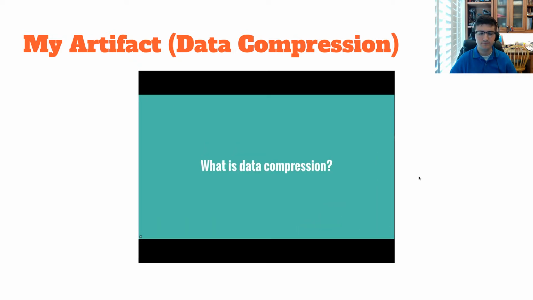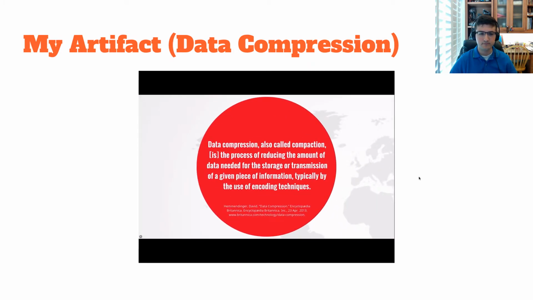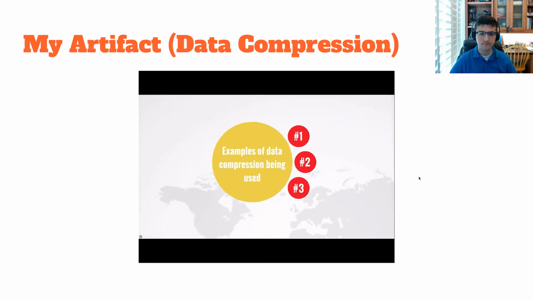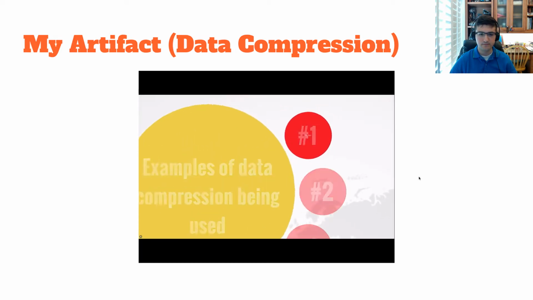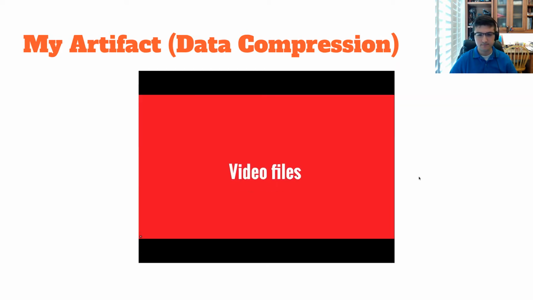First, what is data compression? Data compression is simply the process of reducing the amount of storage a certain file takes through the use of encoding techniques. You can see data compression being used in zip files, audio files, and video files.